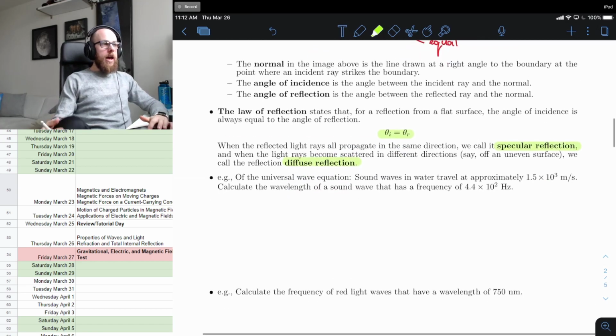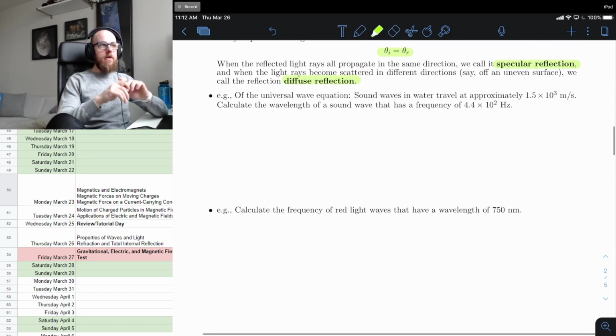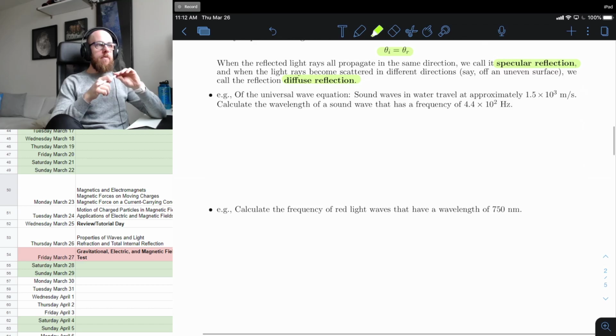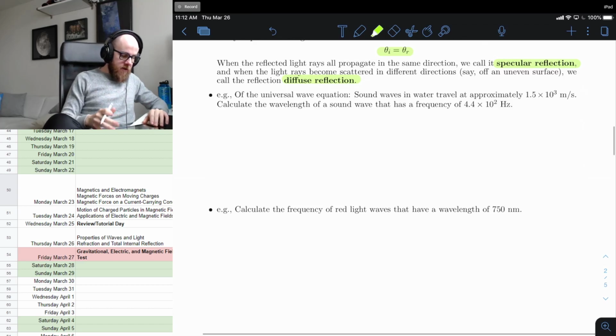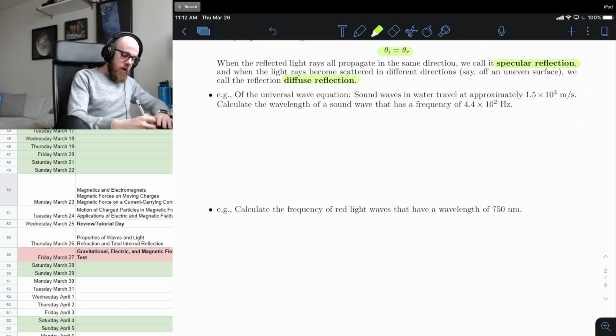I have a couple quick examples here of the universal wave equation. First example: sound waves travel in water at a speed of approximately 1.5 times 10 to the 3 meters per second.